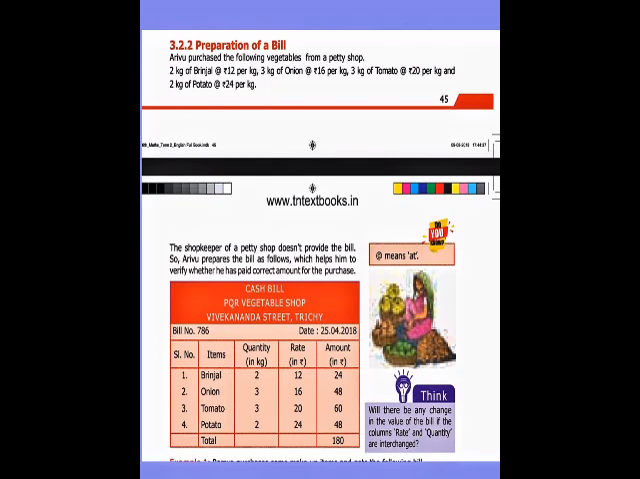And onions he purchased 3 kg. Per kg rate is 16. Tomato he purchased 3 kg. Per kg rate is 20. Potato he purchased 2 kg. Per kg is 24. If you multiply, you will get these answers and the total is 180. This is the way you have to find the bill. This is the way to prepare a bill. With the help of the given items, we put a table with columns and find the answer.